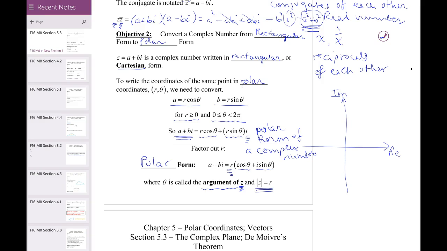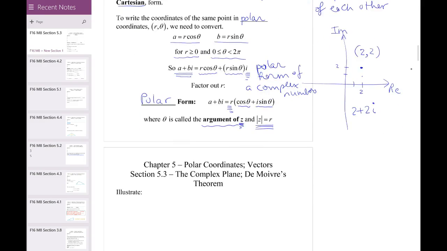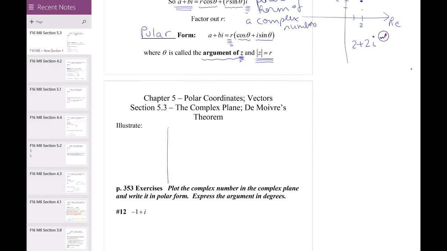So if you have the complex number, let's do 2 in the real direction and 2 in the imaginary direction. So that would be 2, 2 in the complex plane, which represents the complex number 2 plus 2i. And then we wanted to write it in polar form. We already know how to do that. So let's use that as our example. We'll have 2, 2, which is a point in the complex plane, but recall that it represents the complex number 2 plus 2i.